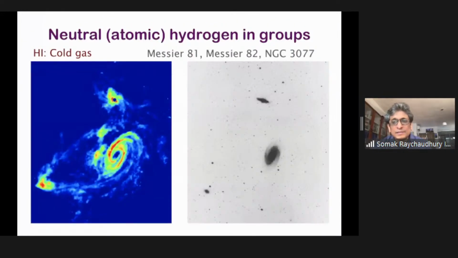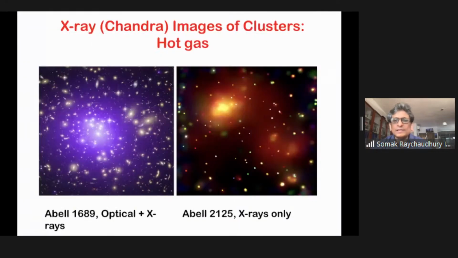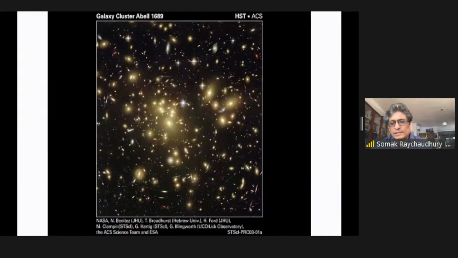which emits radio. The hot gas, as I said, emits X-rays. And this you find not in galaxies, in our galaxy that is. You find actually hot gas around very large galaxies, but you find them in between galaxies in clusters like this. This is a purely optical picture from the HST.